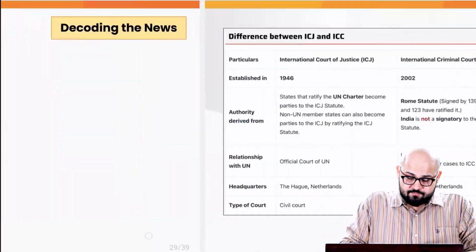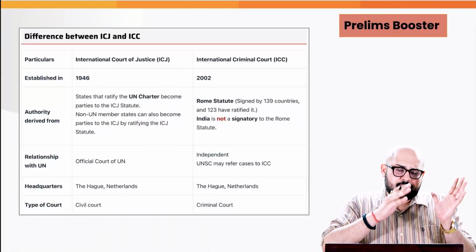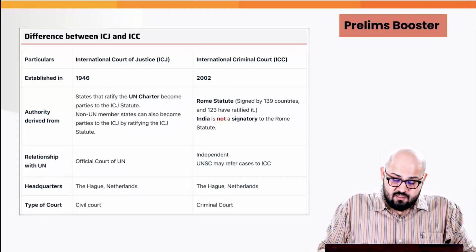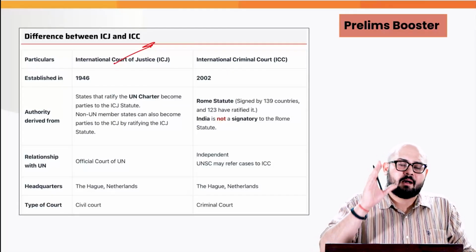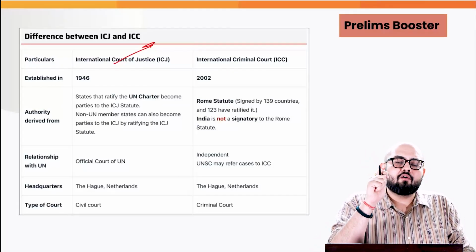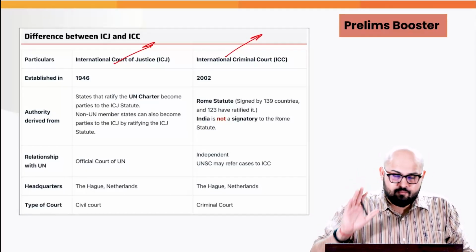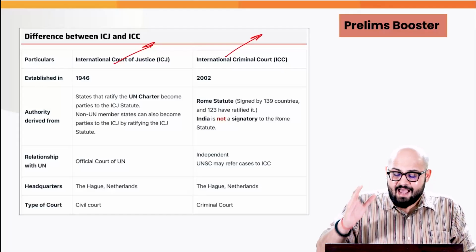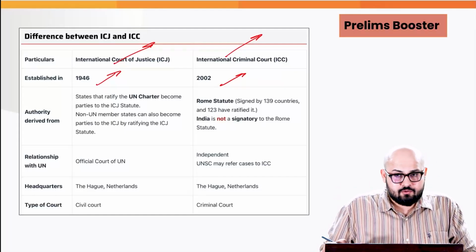Now, see, this is what you need to understand: what is the difference between the ICJ, the International Court of Justice, and the International Criminal Court? The International Court of Justice is a particular arm, an organ of the United Nations, while the ICC is not directly related to the United Nations. That is what you need to understand. So, the ICJ is part and parcel of the United Nations. ICC is not. The ICJ was established in 1946 and the ICC was established in 2002.